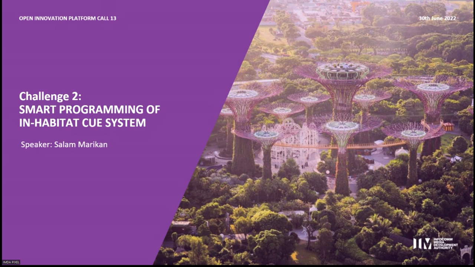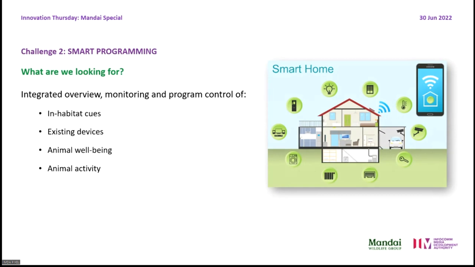Okay, so for challenge two, we are going to be talking about a smart programming of in-habitat cue system. But more importantly, we're going to be focusing on the smart programming aspect of this challenge. What we are looking for is based on the integrated overview and monitoring program control for all of these innovation projects that we have been conducting for the past few years. Because there are a lot of things currently happening in terms of digitalizing our operational work and our understanding towards our animals, we need to have an overarching smart programming system that could consolidate all of these items.